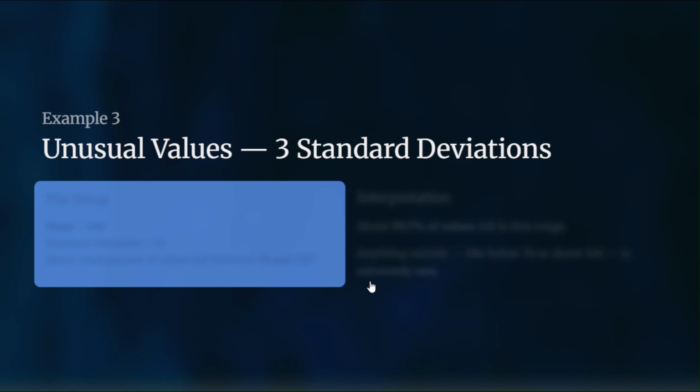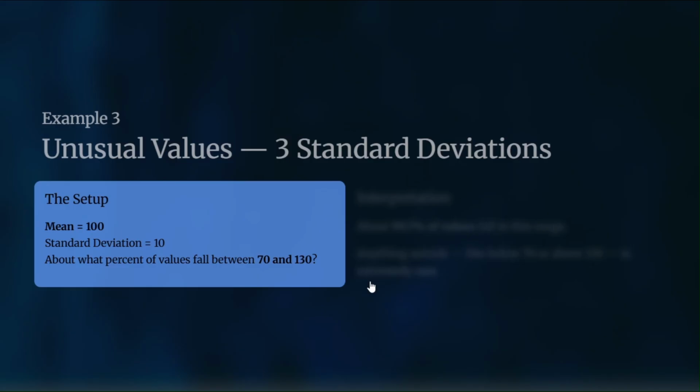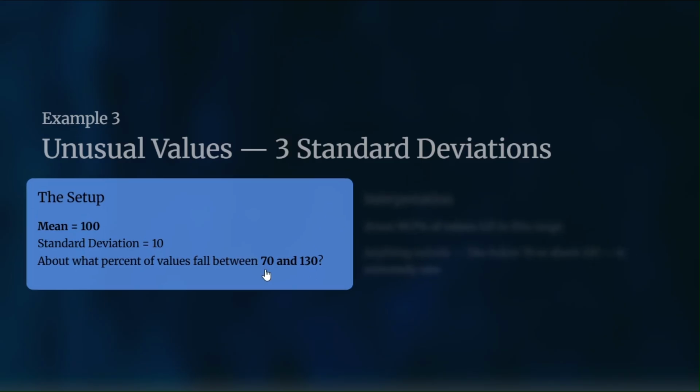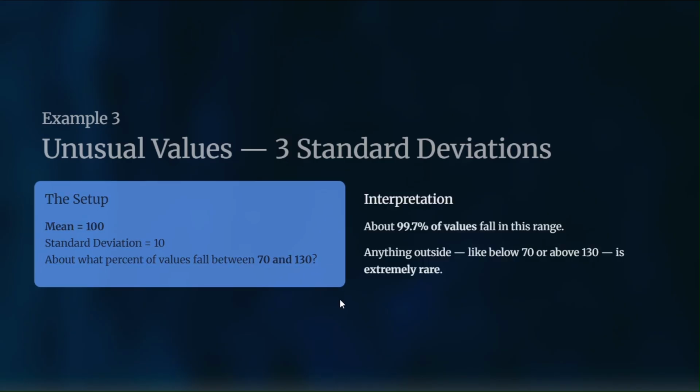Now we still have the same mean, 100, standard deviation is 10, and the question asks about what percent of values will fall between 70 and 130. So 70 is 3 standard deviations below the mean because that's 3 times 10, which is 30. And 130 is 3 standard deviations above the mean. So about 99.7% of values fall in this range. Anything outside, like below 70 or above 130, is extremely rare. These are true outliers.